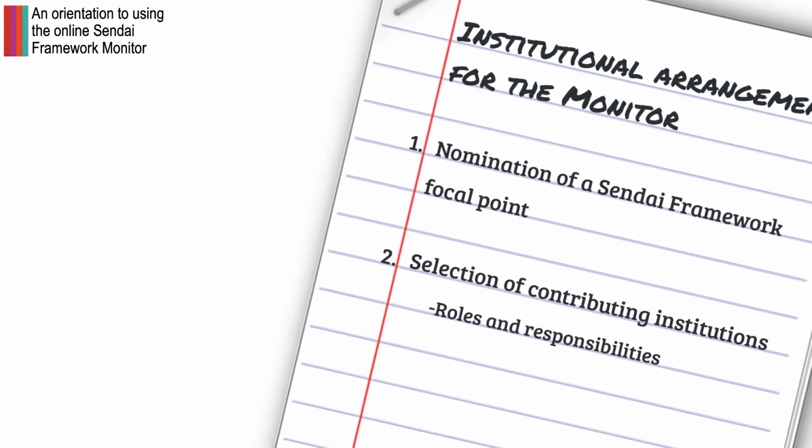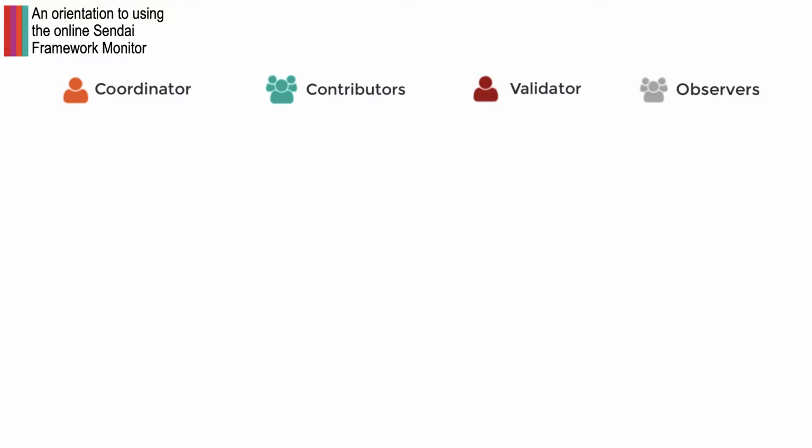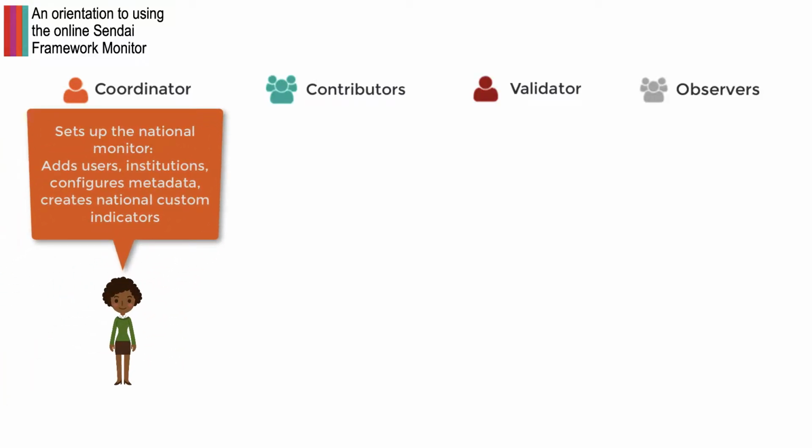The Sendai Monitor system has 4 clear roles, including coordinator, contributors, validator, and observers. The coordinator is in charge of setting up the Monitor system, which includes tasks like adding users, configuring hazards and other national metadata, which is the basic country profile information like population or currency, and creating national custom indicators.